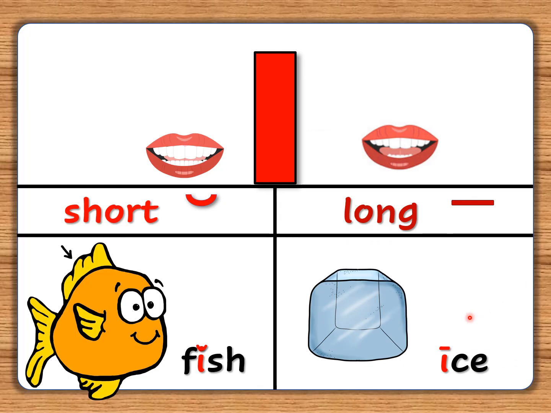The letter I, the short sound, as inside the word fish, f, I. So the short sound will be I. And the long sound, just like in ice cream, is the name of the letter, which is I. So short sound I, and long sound I.